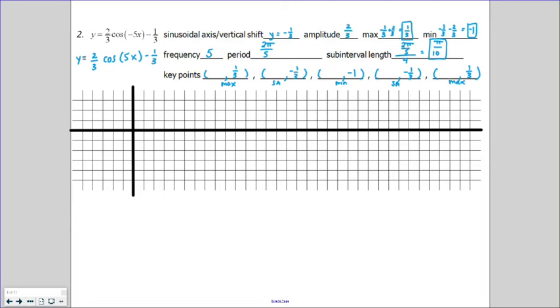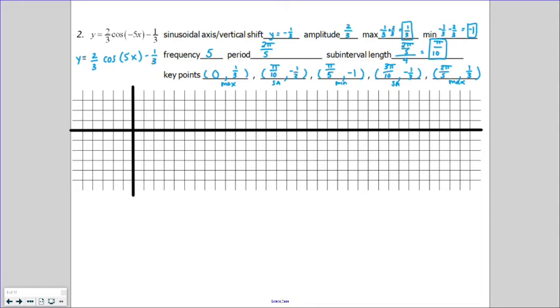All right, next are going to be the x values of our key points. So for now, we're starting at 0. There's no phase shift today. So 0 degrees, 0 radians in this case. And we're going to be counting by the subinterval length. So my next key point happens at pi over 10. My next key point will happen at 2 pi over 10. 3 pi over 10 is next, 4 pi over 10, and that's where we're going to land with one full cycle of our function here for cosine.